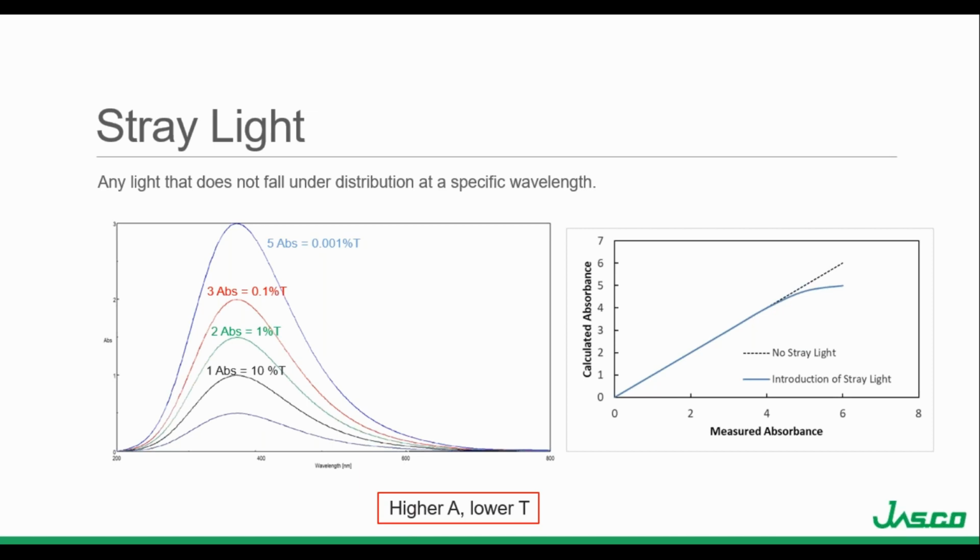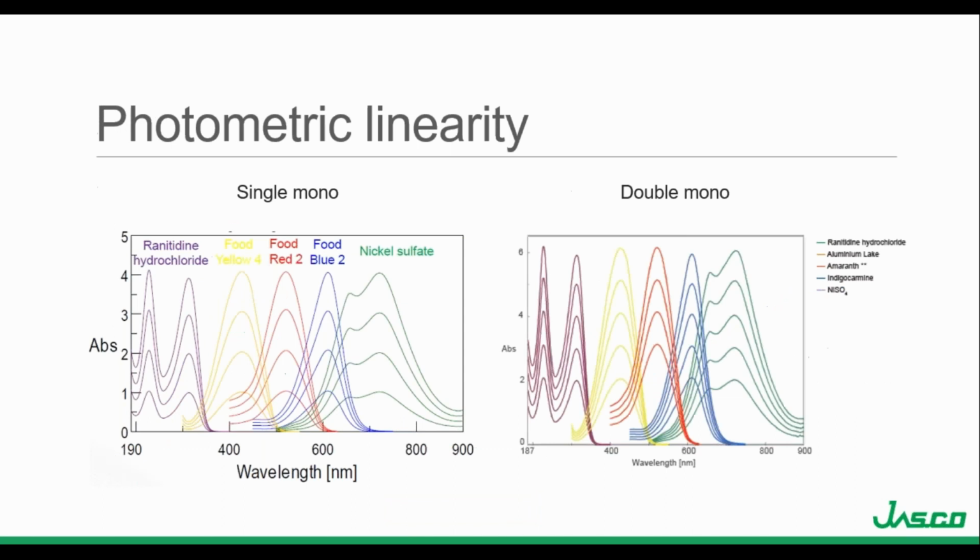And with the introduction of stray light, shown by the blue line, the measured absorbance is going to deviate from the Beer-Lambert law, contributing to inaccurate photometric values that are going to be lower than the actual or calculated absorbance. So the use of a double monochromator instrument is one way to combat effects of stray light, since the extra optical components decrease stray light and noise, allowing highly absorbing or scattering samples to be adequately measured.